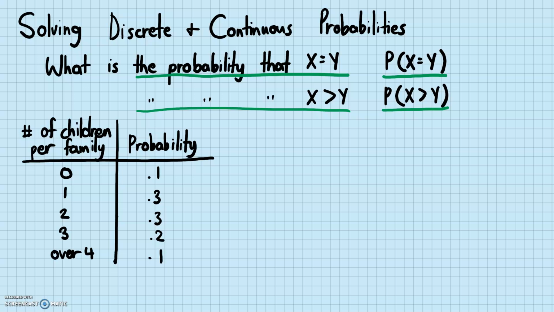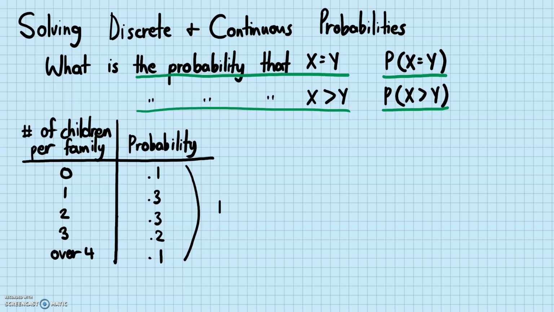So the first thing that you need to realize is that these probabilities should add up to 1. Because these are all the possible ways that you can have children. You can either have no child, 1 child, 2 children, 3 children, or over 4 children. And each of these individual probabilities should be between 0 and 1. So those are the two things that you need to keep in mind.